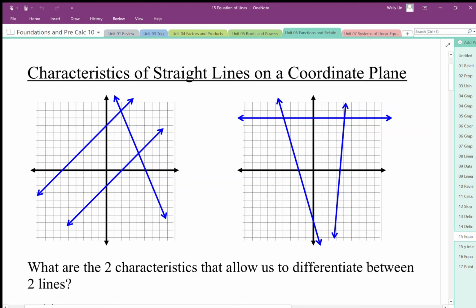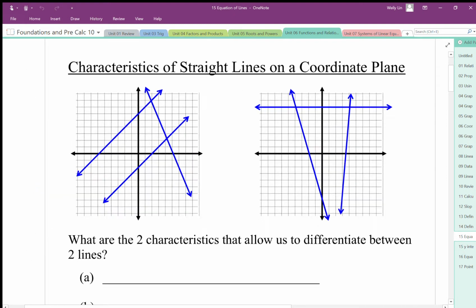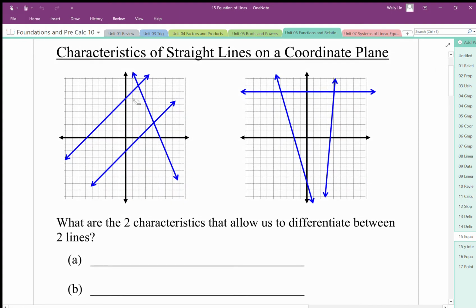So we want to look at the characteristics or the properties of straight lines in a coordinate plane. And when we look at any two lines, we can differentiate them based on two characteristics. If we take a look at this line here, which I'll highlight in yellow, and compare it to the blue line that I've highlighted, those two lines are different. We can clearly tell that those are two different lines.